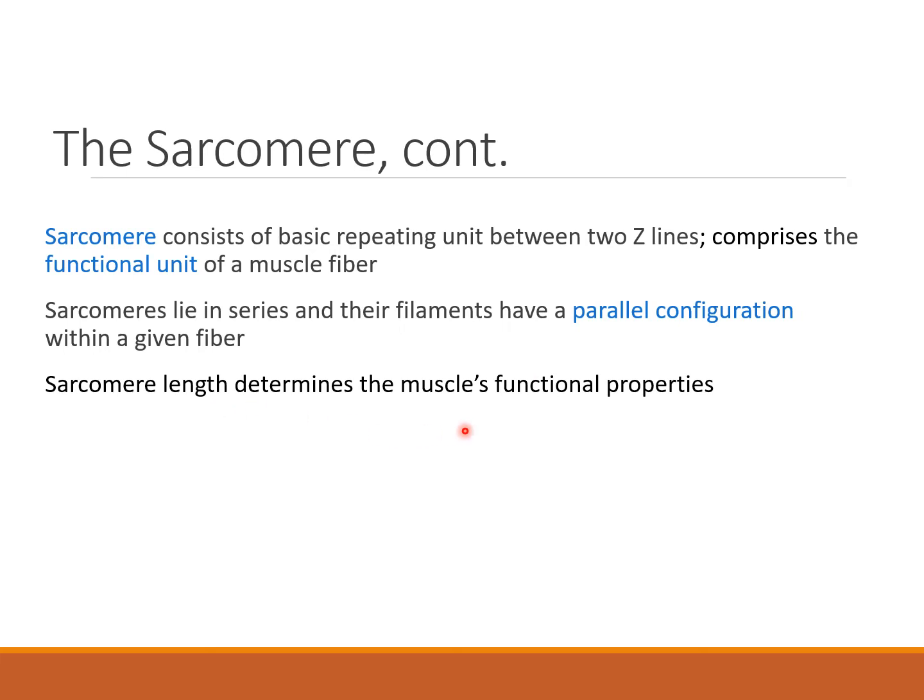Sarcomere length determines the muscle's functional properties. So basically what this means is if the sarcomere is shorter or it has shortened, your muscle is going to be contracted or shorter. Or if the sarcomere has lengthened or stretched out, your muscle is going to be longer. So this kind of summarizes that point.